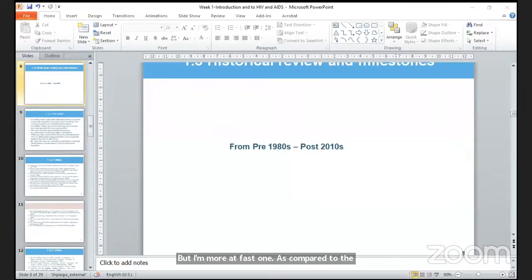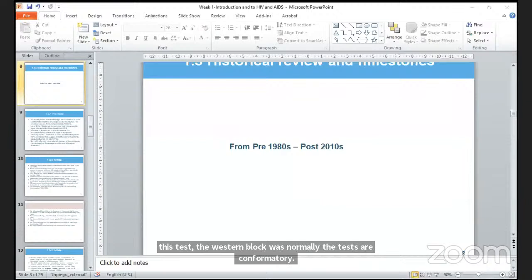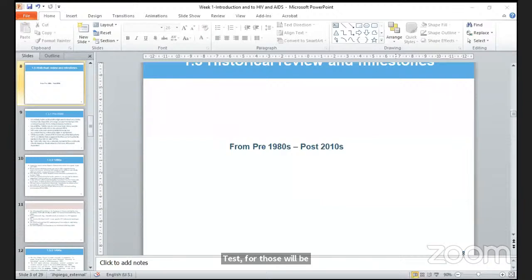Actually, this test, the Western blot, was normally a confirmatory test for those who've been tested positive by ELISA. If ELISA tests positive, then normally they used to confirm that it is really positive by use of what's called the Western blot test. As for the biology and the chemistry behind the Western blot, not for us for now, all right? Unless you want to be a true scientist, okay? So this is a more specific antigen-antibody kind of test. And of course, this was used up to almost 2000.